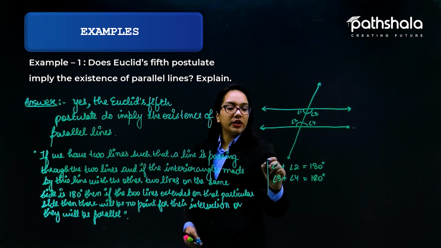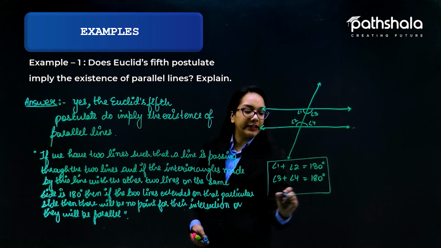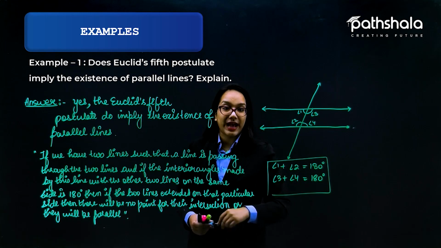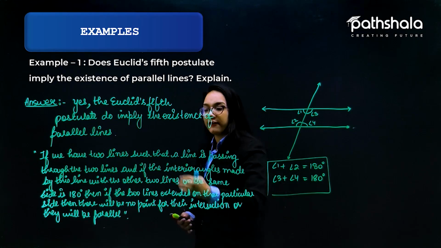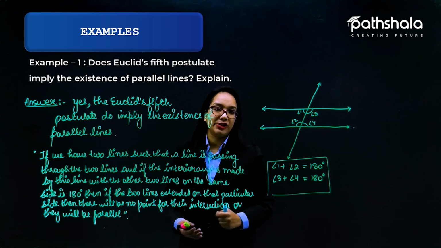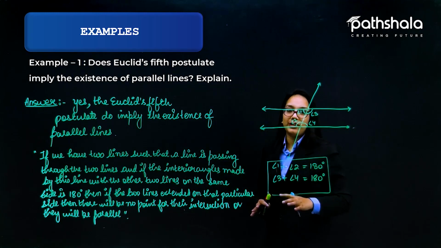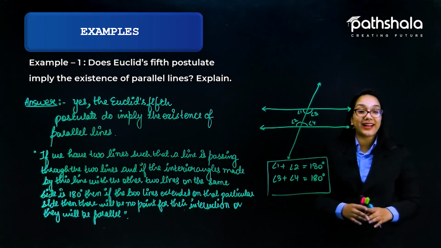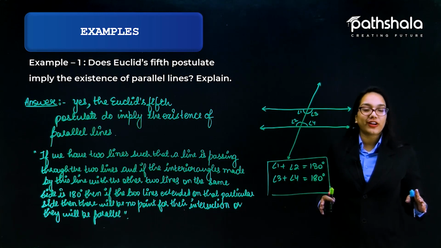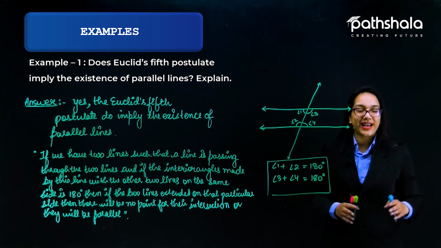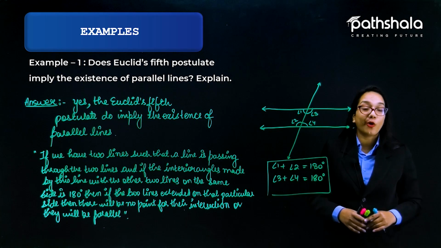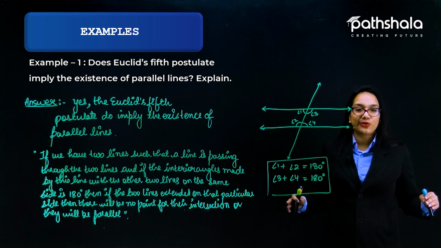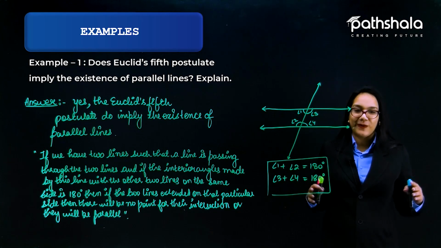So according to Euclid's fifth postulate, we can say that there is an existence of parallel lines if we are talking about all these conditions. This is all about example number 1, and this is the end of our chapter, the introduction to Euclid's geometry. I hope all the concepts related to this chapter are clear to you.